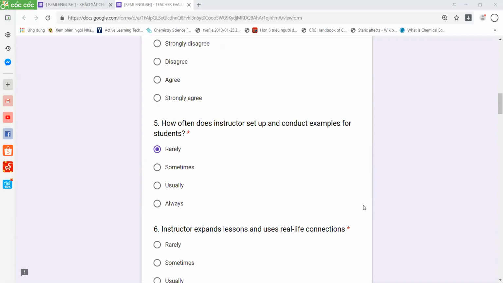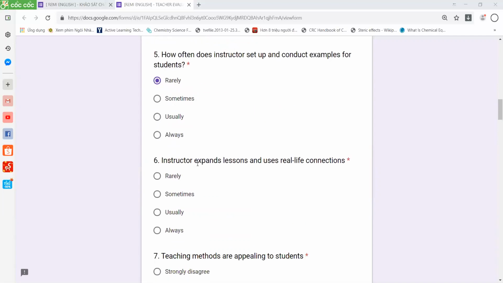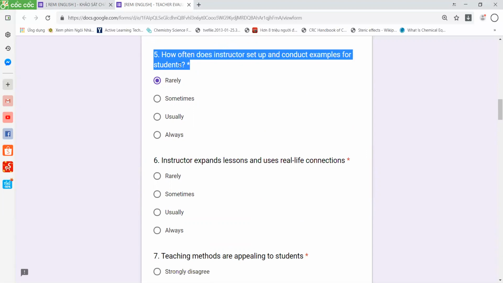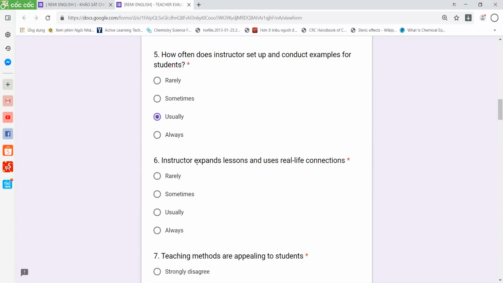Instructor expands lessons and uses real life connections. Basically, this question is a little bit similar to the previous question, and you don't have to teach only the ABA lessons. You could talk about some matters in the real world in order to help the students think outside the box.